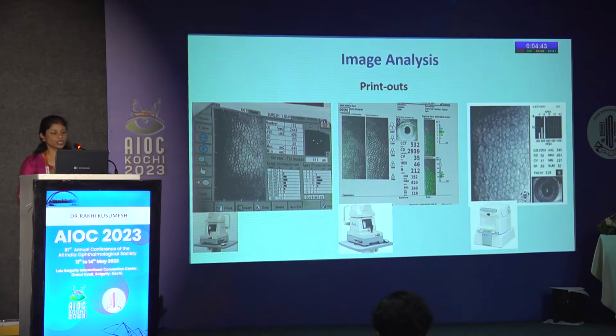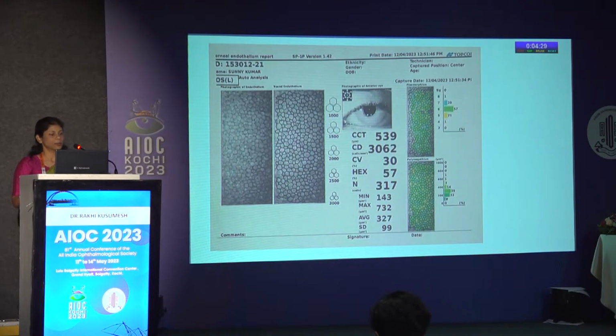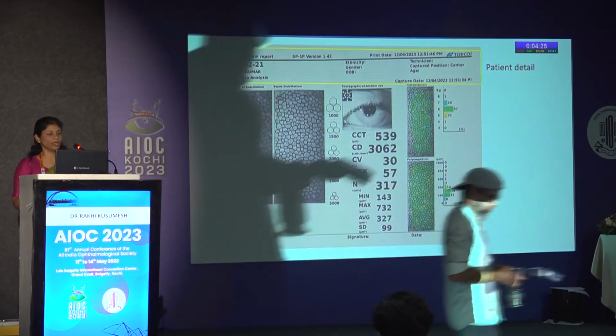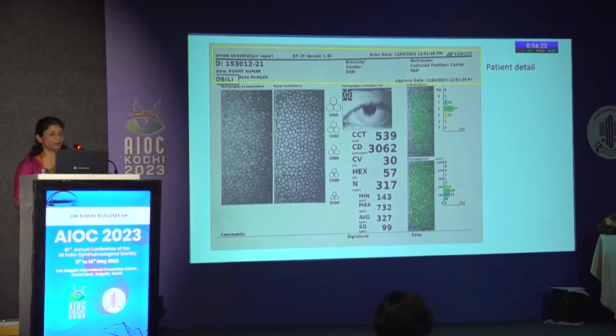So coming to the image analysis. There are various machines present in the market, Topcon, Tomey. I have no financial interest. The printout will look different, but all machines will give the same parameters and they are all equally important. This is a printout of a Topcon machine. Here we have many data in one printout.